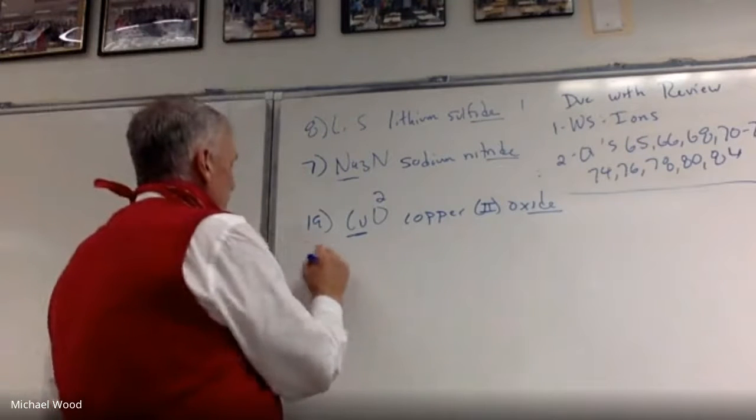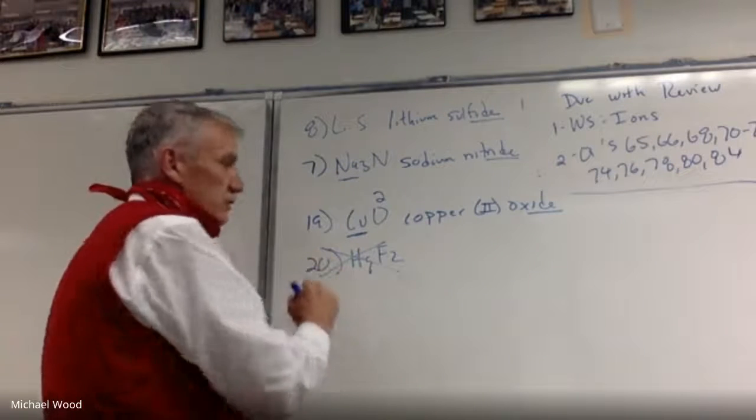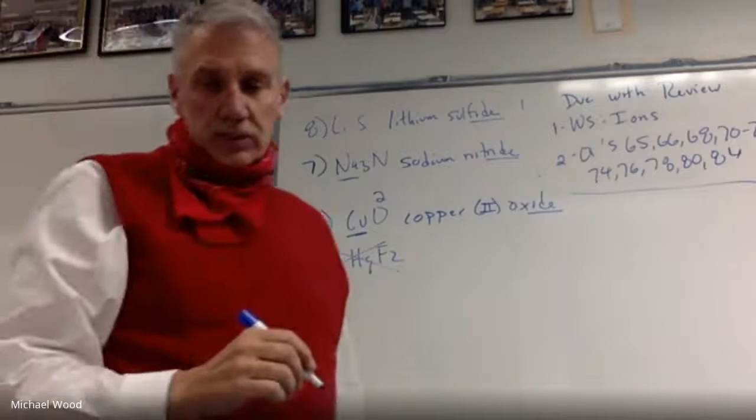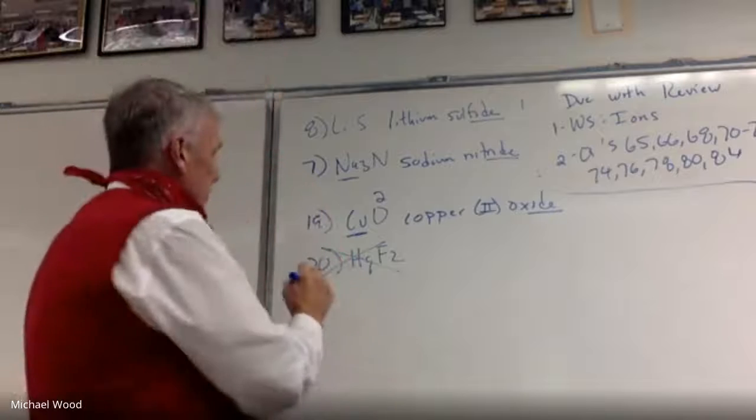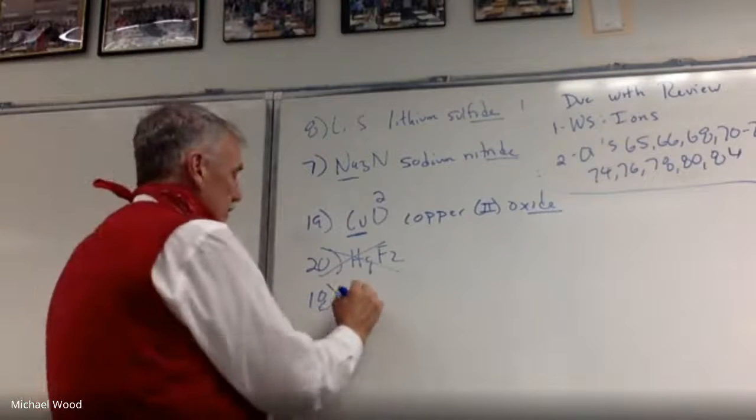One that you can cross out, it's because it's got kind of a weird ion that I'm never going to ask you about. Don't need to worry about number 20, so you can take out that one. Okay, let me do a couple more here. So then 18 is PbBr2.